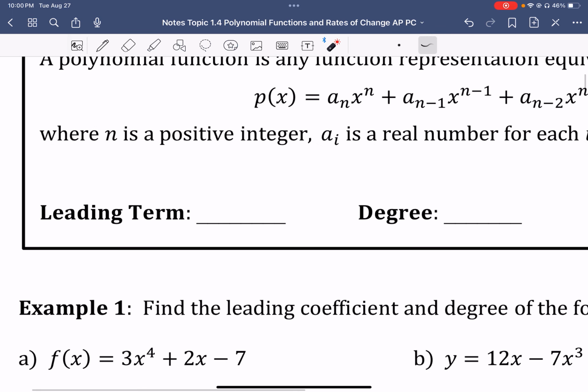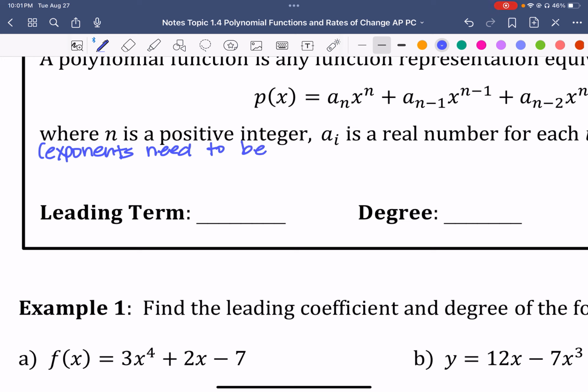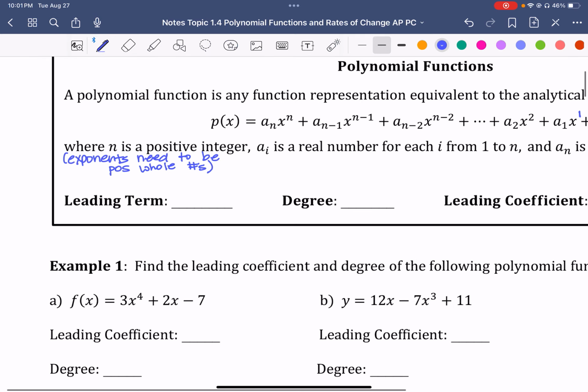So when it says n is a positive integer, that means that your exponents need to be positive whole numbers. Okay, so whole numbers, positive, would be 0. I mean, 0 is not really a positive number, but 0 would be included, I guess. 0, 1, 2, 3, 4, 5, 6. You're not going to have negative 5, negative 7, negative 3, negative 1. You're not going to have negative exponents. So they should all be positive whole numbers.